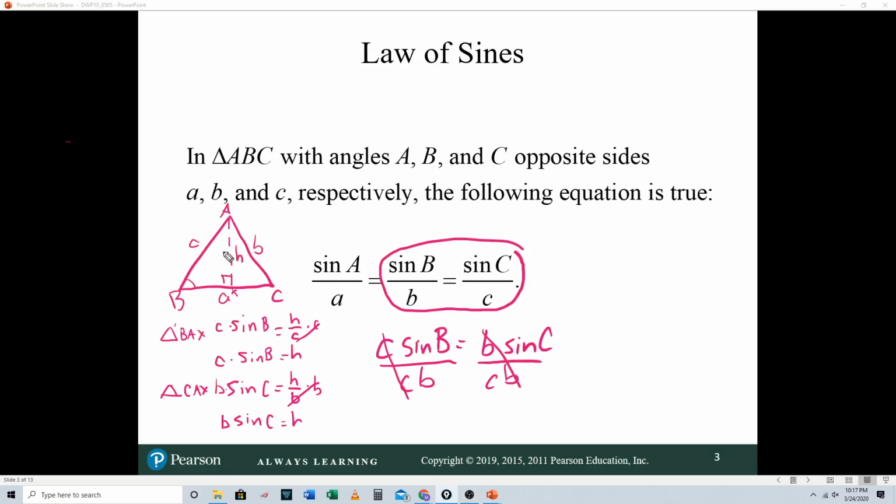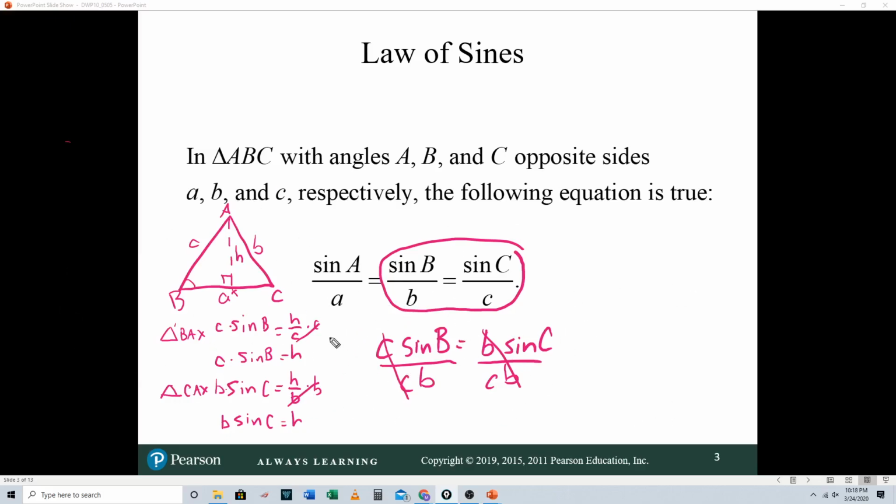We basically proved the theorem. We can do the same thing with finding angle A and side a if we drew another altitude, but I'm not going to, because it's the same process. No point repeating it. So that's the law of sines, and we can use this to find any missing side.